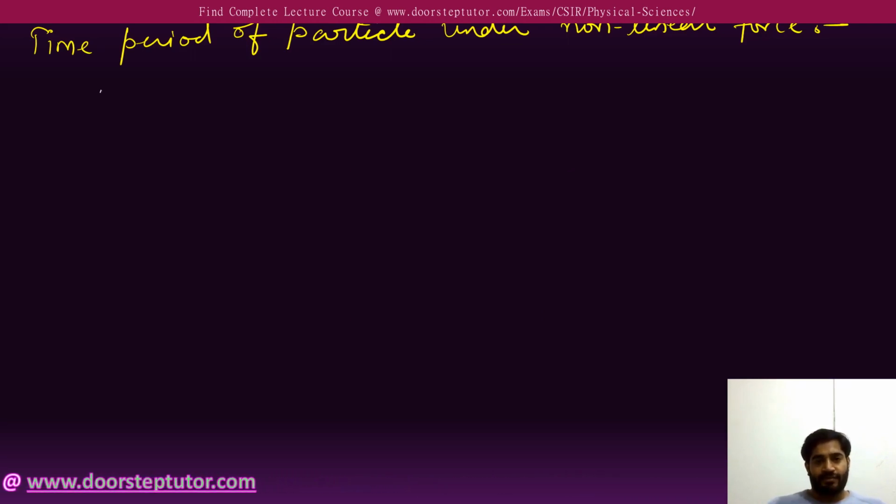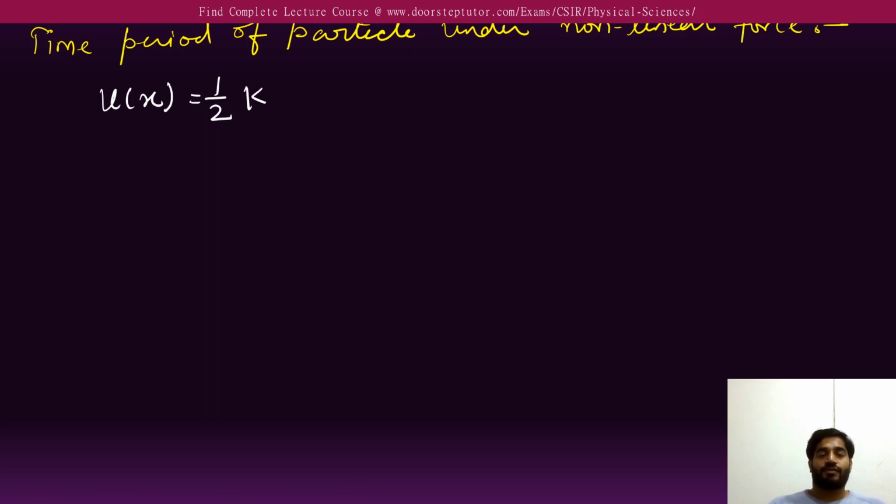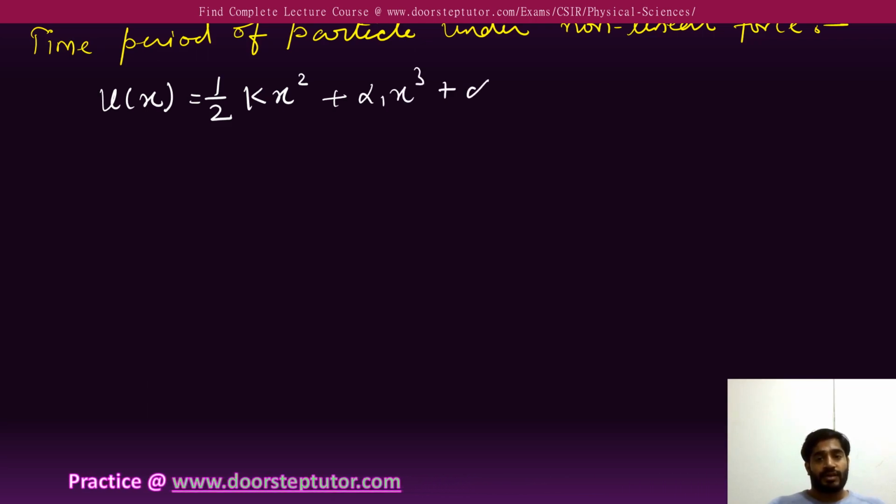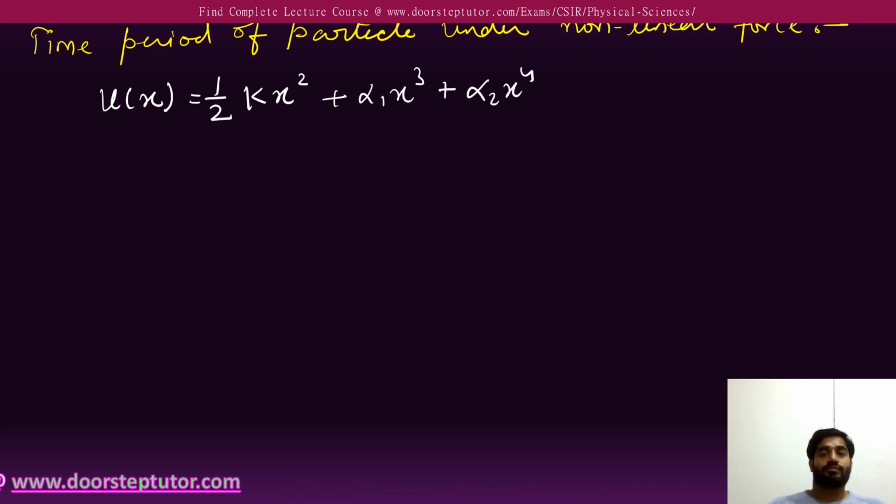And for this, it is very easy, because we have the potential. Let the potential energy be, as we know, half kx squared. But instead of this kx squared, it can be anything. It can be alpha 1 x cubed plus alpha 2 x to the power 4 plus alpha 3 x to the power 5 and so on.